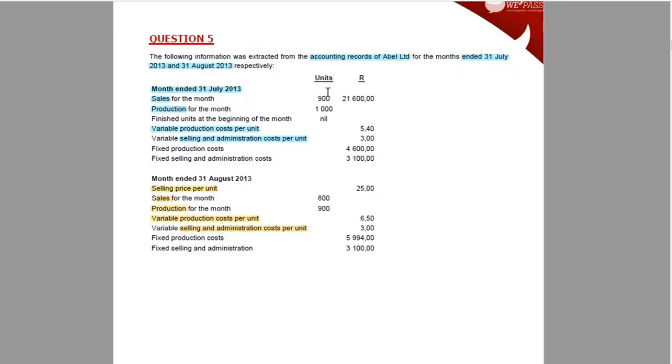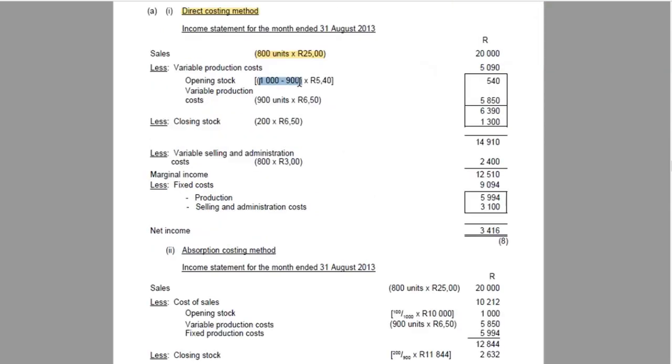So you go here, you start looking, all right, what information do I have here for July? Because I'm in August, so I go here. So they don't have any opening stock from the previous. So it's 0. What did they produce for that month? The 1,000 units, all right. And how many did they sell? They sold 900. So that means that I have 100, right? So you've got 100 units, which are your opening stock from the previous month. So you say 1,000 minus 900.